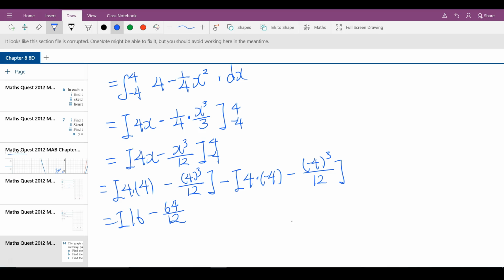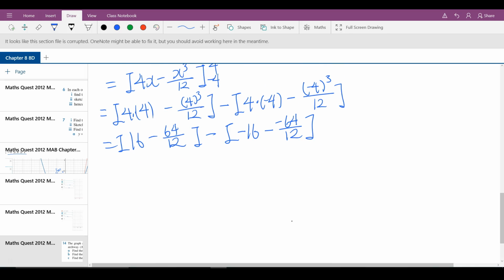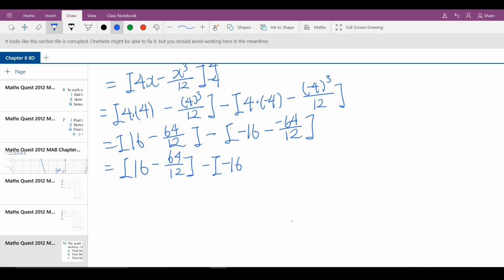Right? And minus 4 times -4 is -16. All right, negative minus -4 cubed is -64 over 12. Right? We can tidy things up a bit. All right, so that becomes -16. Negative becomes positive. All right, so that becomes 16 minus -16, so 32. Right, this is 16 plus 16.